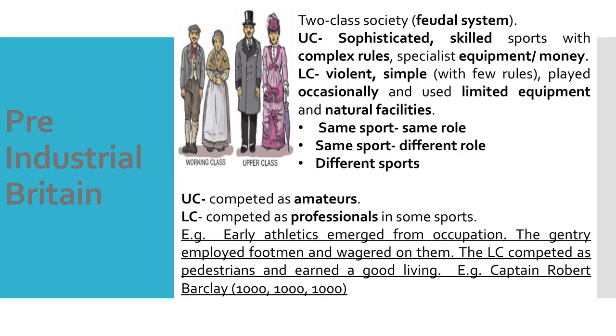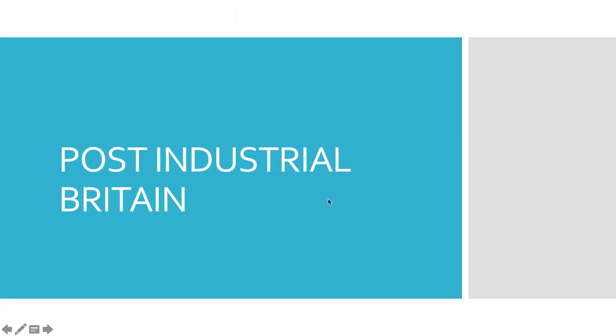Okay, amateurs and professionalism then. We have already discussed this when we did our key terms, but your gentlemen amateurs were your upper class, your professionals were your lower class. Sometimes the upper class amateurs would compete against the professionals, but only ever to test themselves. So early athletics is a good example there. In a major occupation, the gentry employed footmen and wagered on them. The lower class competed as pedestrians and earned a good living. So Captain Robert Barclay was the example we discussed before. Okay, so that's a really quick catch up on pre-industrial Britain.